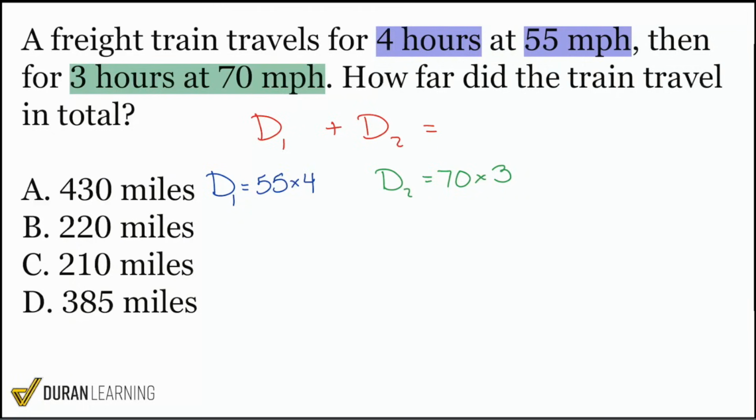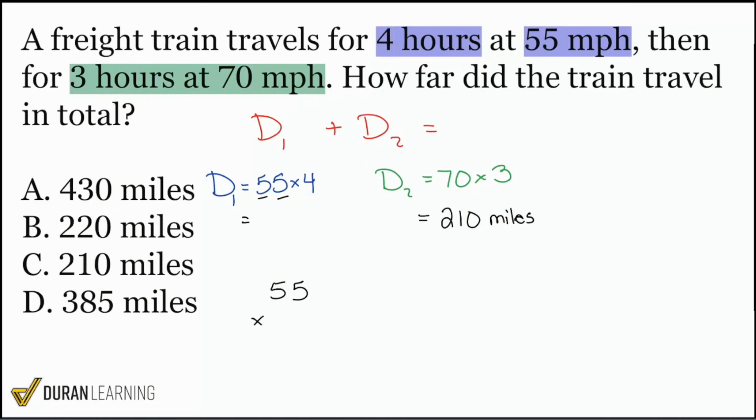Just like that. The easier one is 70 times 3, so I'll just go ahead and write the 210 miles there. And then on the left side, we have 55 times 4. And when we perform that, that should give us 220 with some mental math because 50 times 4 is 200. 5 times 4 is 20. 200 plus 20, that makes 220. But if you want to see it straight up, I got you.